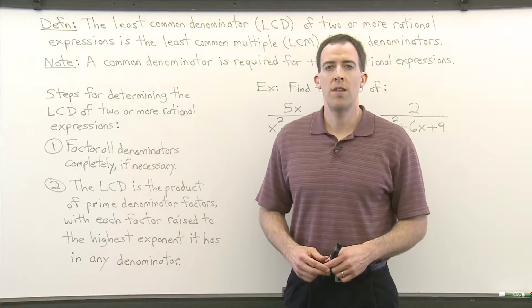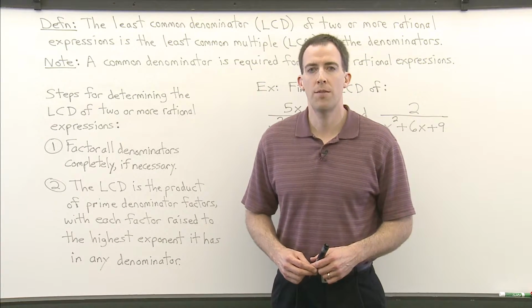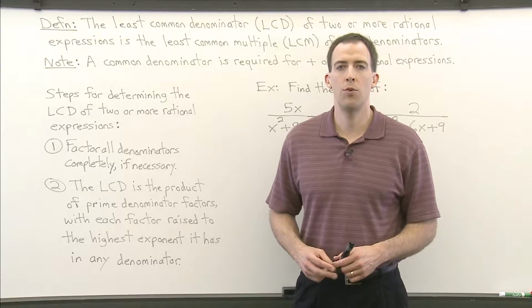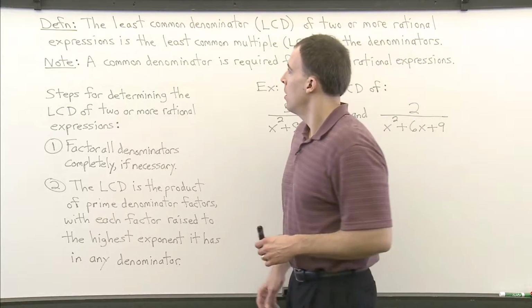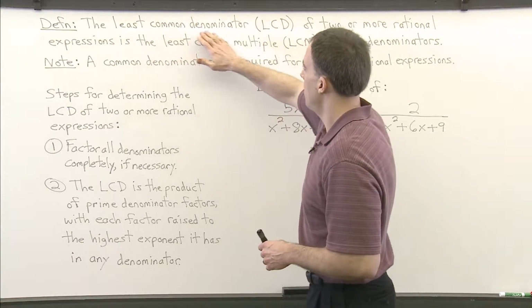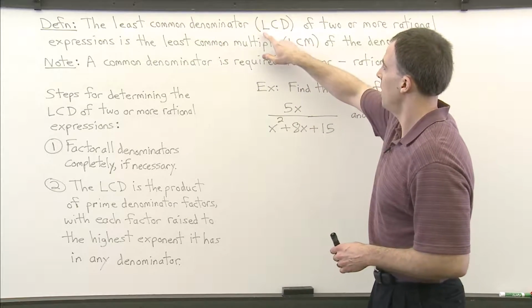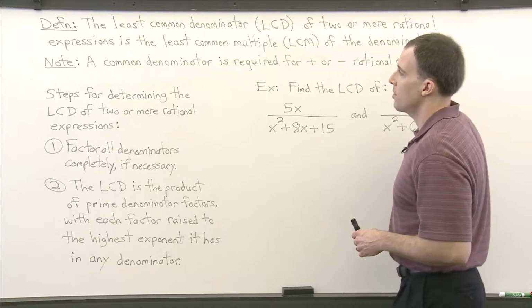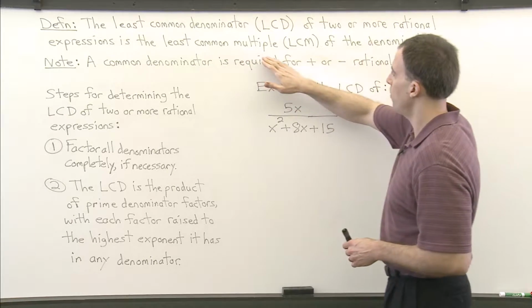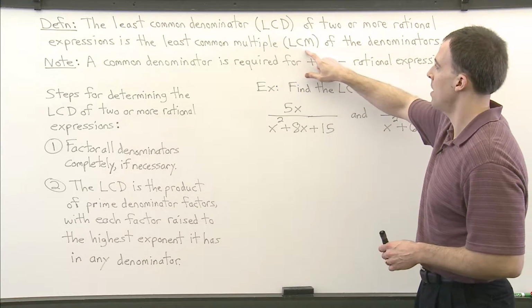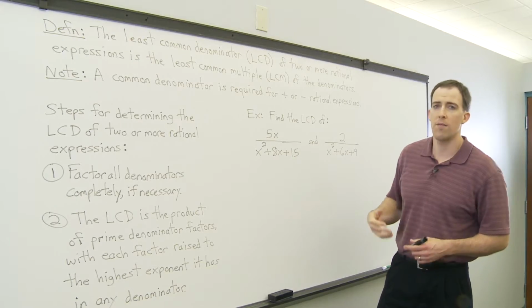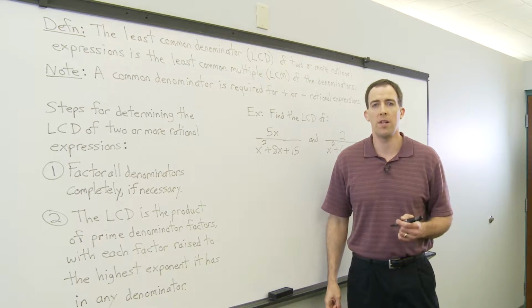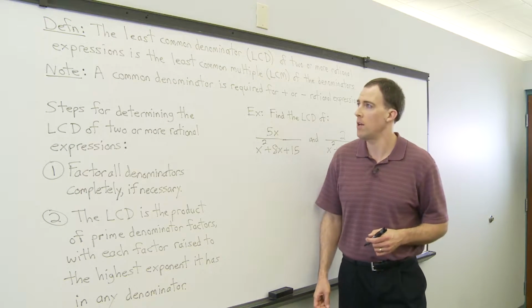Here's the definition of the least common denominator and the procedure for finding the least common denominator of two or more rational expressions. The least common denominator, commonly abbreviated LCD, of two or more rational expressions is the least common multiple, also abbreviated LCM, of the denominators. So when asked to find the least common denominator, we're looking for the least common multiple of the denominators.